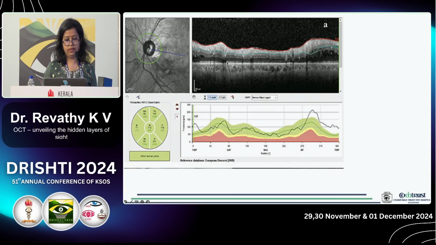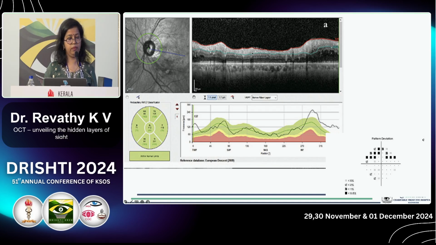Another example is when the patient is having a definitive superior field defect and inferior RNFL defect and inferior notching, but OCT is again green in color. This is because the retina is very thick here, maybe because of the diabetic macular edema.